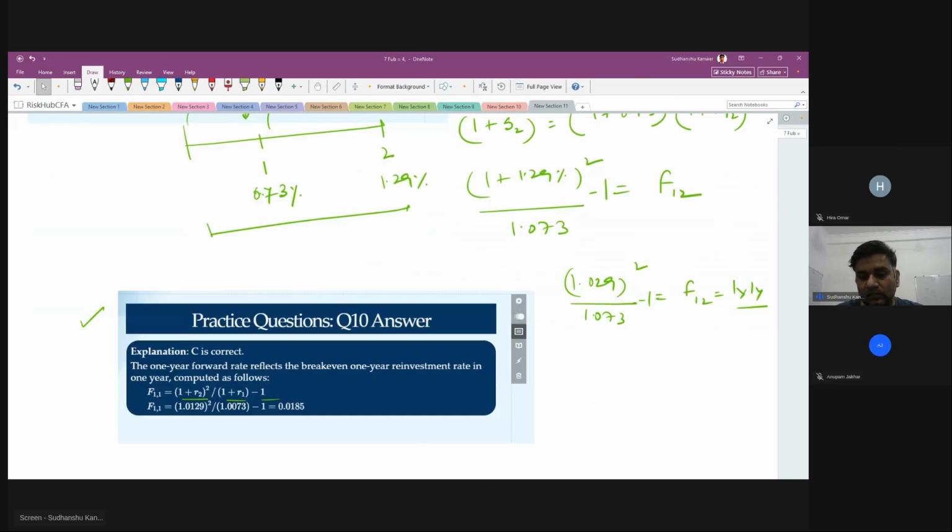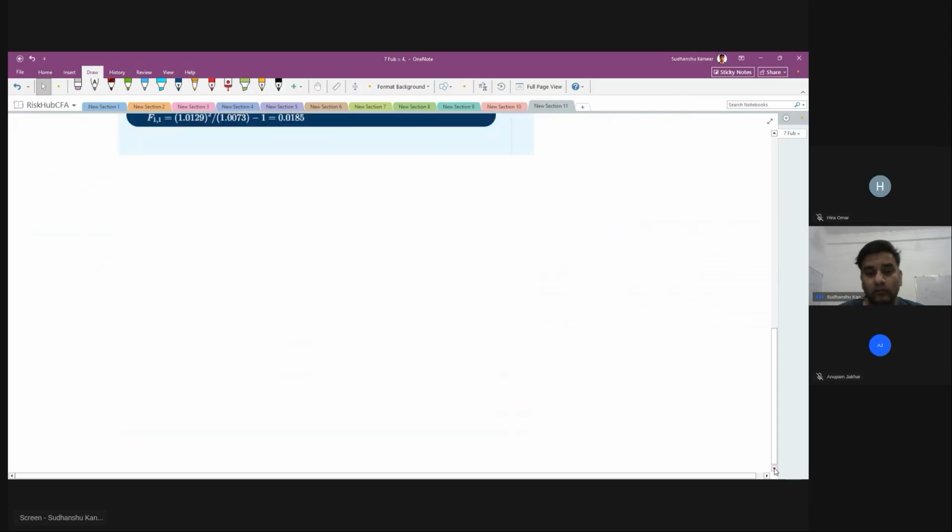Let me write it down here. Not difficult. The whole idea is that generally, if F23 is given, it means the loan starts at 2 year and ends at 3 year.